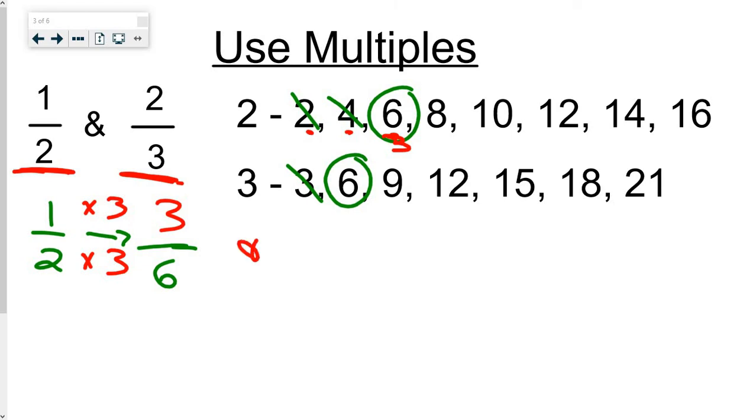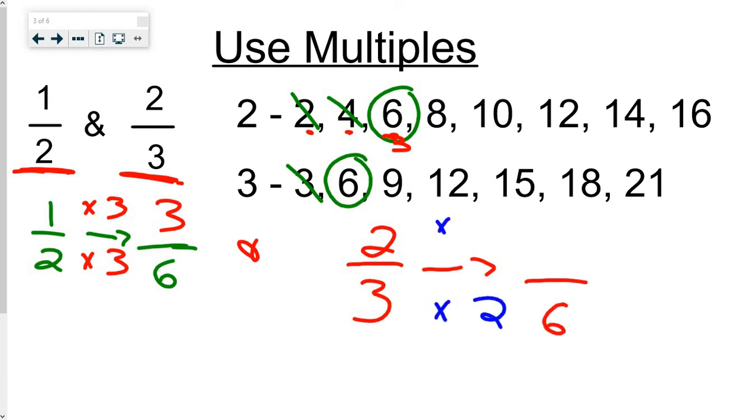The second one is 2 over 3. So we know what that's going to be in sixths as well. So when we do this, we multiply by 2. Whatever we do to the bottom, we do to the top. 2 times 2 is 4. So 4 over 6. If we're going to add those, we can add them. If we're going to subtract them, we can subtract them. But we know that 3 over 6 and 4 over 6, if we had to compare them, 4 over 6 would be larger than 3 over 6, right?